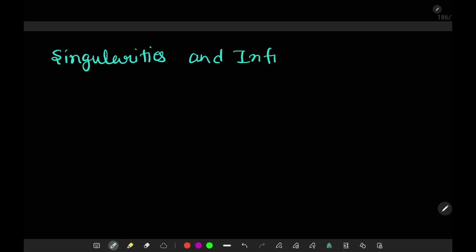Now another topic is residue. After starting this topic of residue, we will learn what a singularity is and their classification. Now singularities and infinite series.